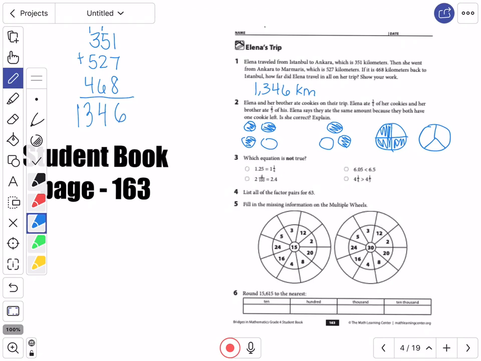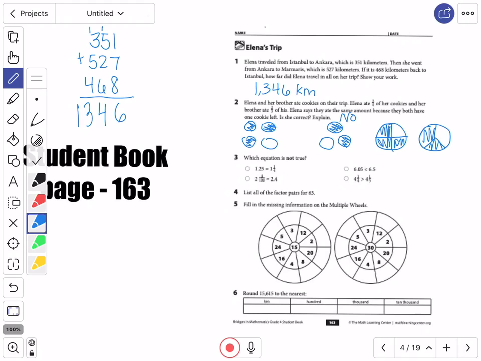Another way you can look at this problem is you can actually draw fractions to solve this one. You can color in 3 and color in 1, and you can clearly see that Elena ate more cookies than her brother did. So there's 2 different ways that you can solve that problem. So it says, is she correct? No, she is not. And this picture explains why, because she ate 3 and he ate 2. Or you can just simply say that 3/4 is greater than 2/3.